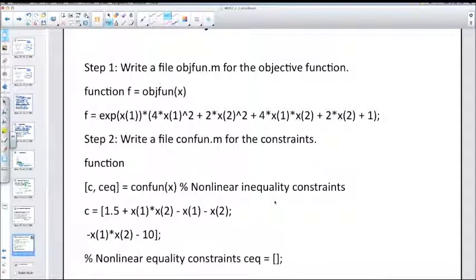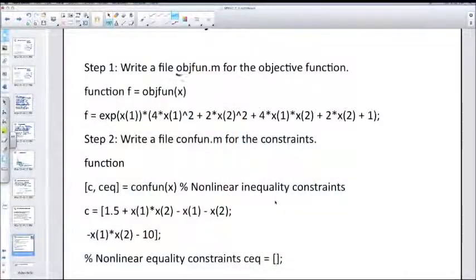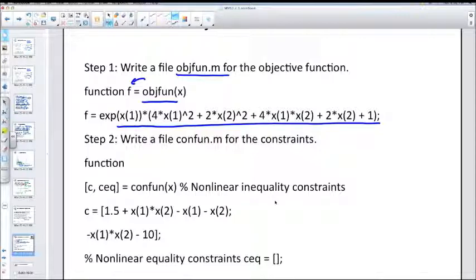After you finish this, you need to write your own M file. That's not hard. The first M file is the objective function. The file name and the function name must be the same. That's the requirement of MATLAB, if you remember. Then this function returns the f value. You just need to follow the Maple or MATLAB convention. x1 is a variable, x2 is a variable. That's the preparation step one.